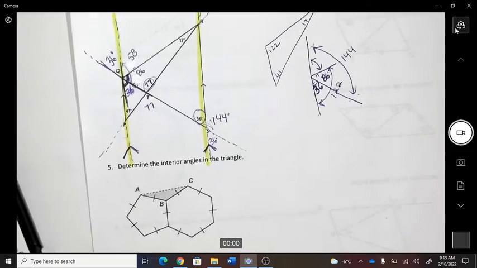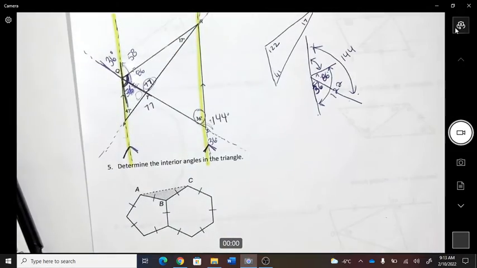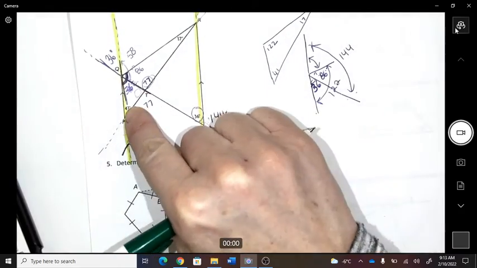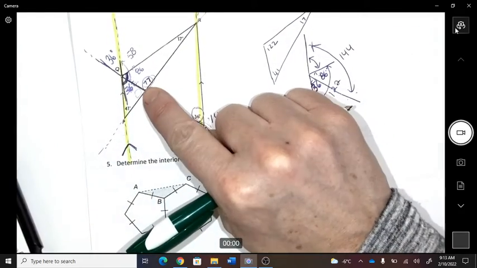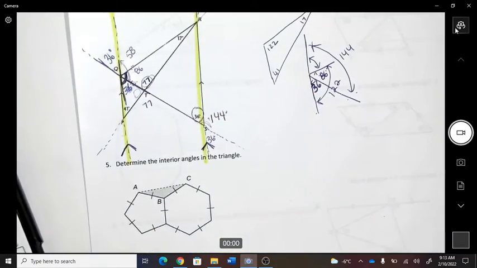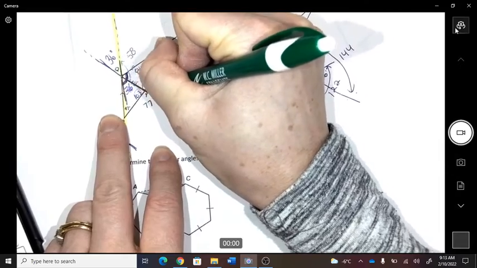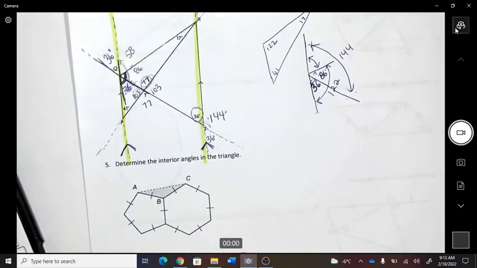Okay, now you could get this angle, right? You could either go with the triangle to get it, or you could go supplementary with the 77 to get it. Both of those would work the same. So 103.